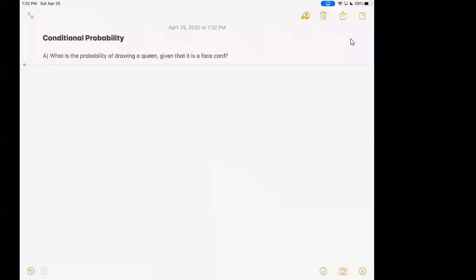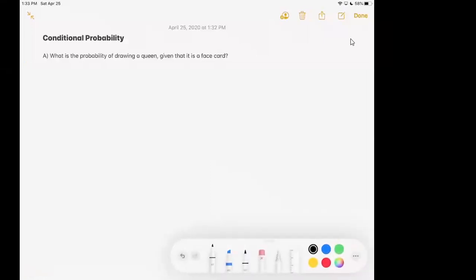What is the probability of drawing a queen given that it is a face card? All right, we're assuming we're drawing from a standard deck of 52 cards. So remember, your face cards could be jacks, queens, or kings. So there are 3 options. And we want to know what the probability is that it would be a queen given that we know it is a face card.